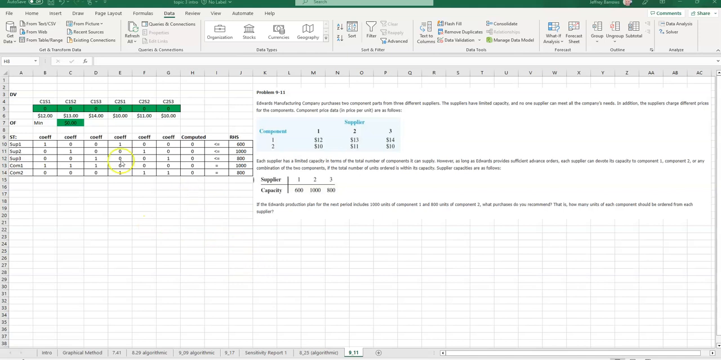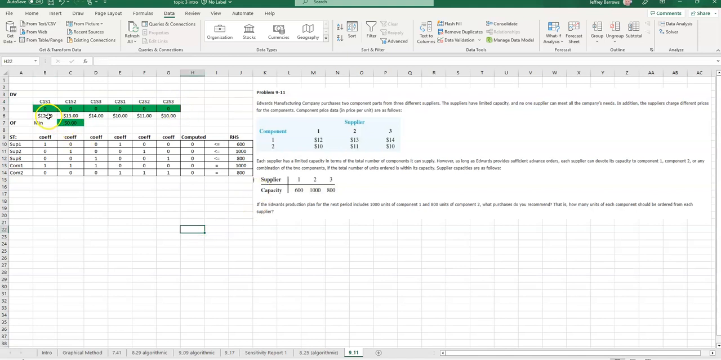So what I have done is I have defined my decision variables across the top here. C1, S1 means how many component 1 units am I purchasing from supplier 1? C1, S2, how many component 1 products from supplier 2, and so on and so forth. Just for the heck of it, C2, S3, how many type 2 components are purchased from supplier 3, so on and so forth.